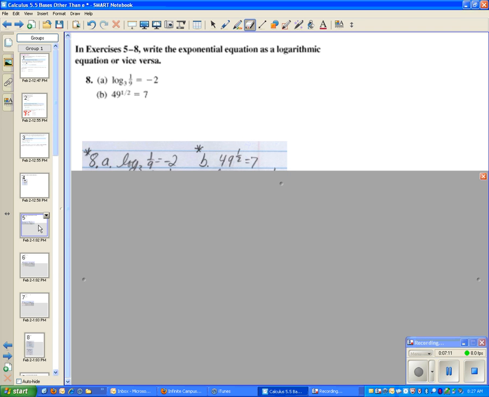Number 8. Write the exponential equation as a logarithmic equation, or vice versa. On 8a, we start with a logarithmic equation.